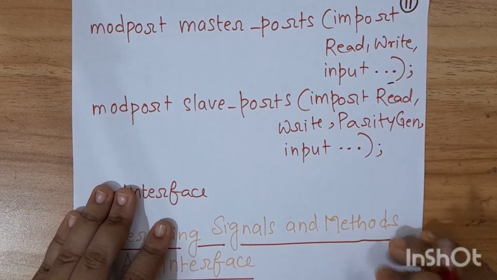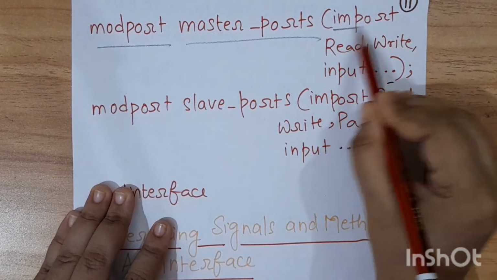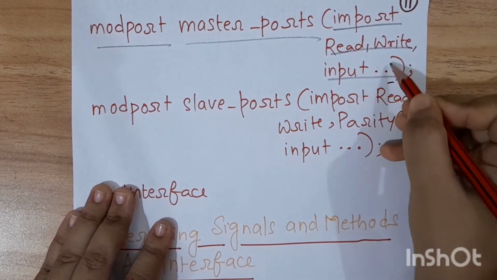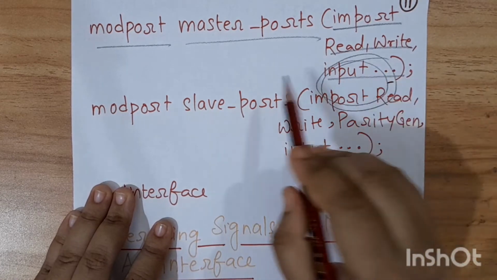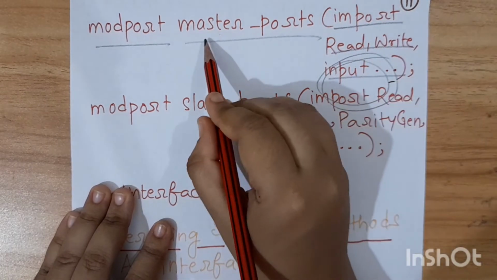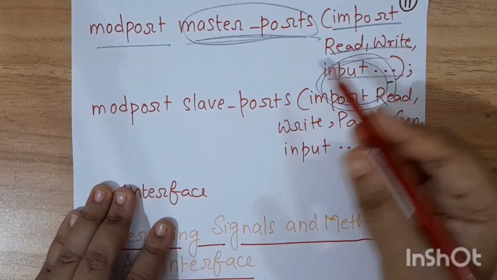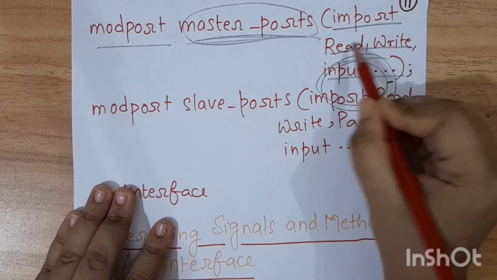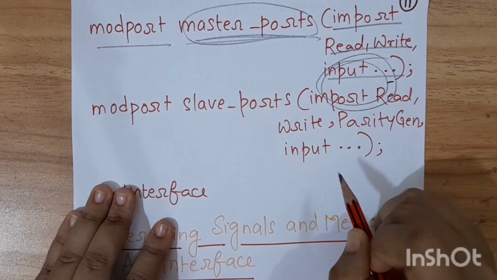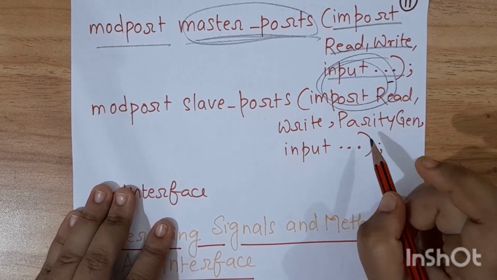Apart from the tasks and functions in the interface, I have the mod port master ports, import read, write, input. Input and output are the signal list that is there in the master ports. But we are importing the tasks and functions also in the master port. This master port will be used in the master module. So there we are importing the read, write and the bit parity gen tasks and functions also, apart from providing the direction to the signals.